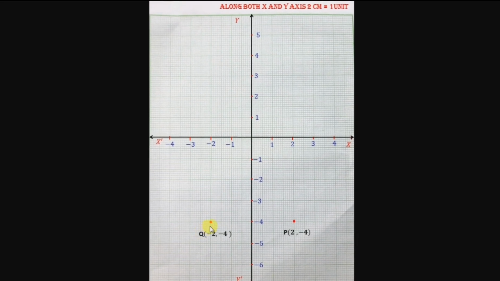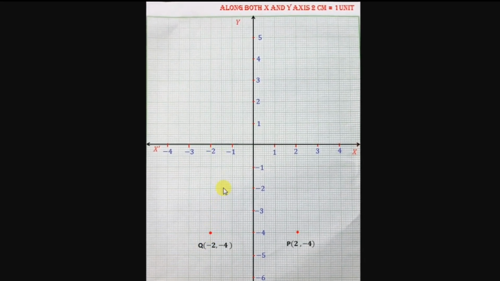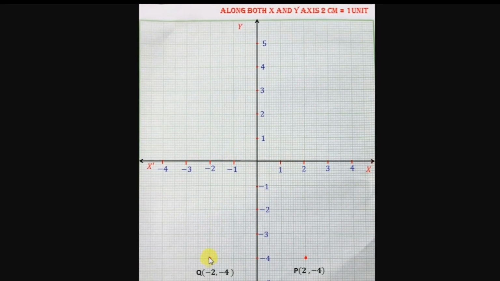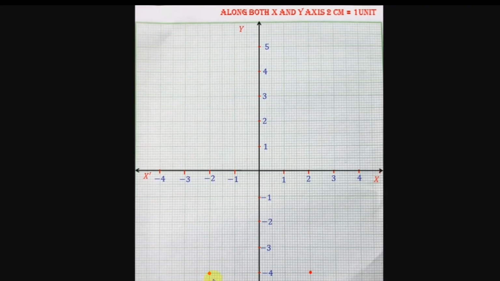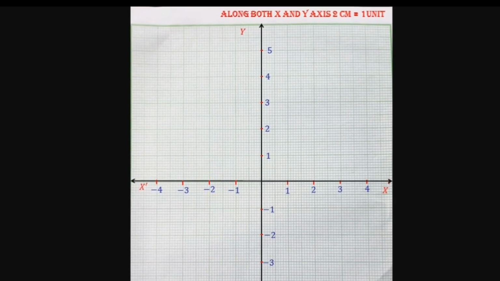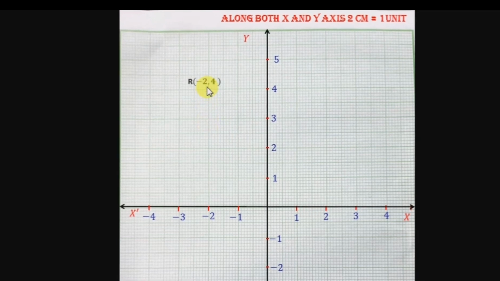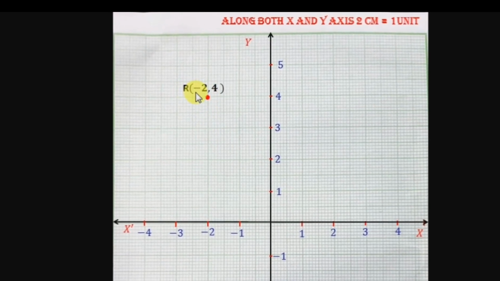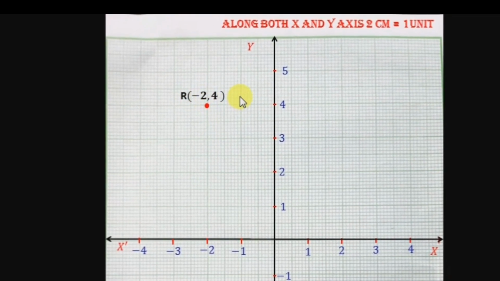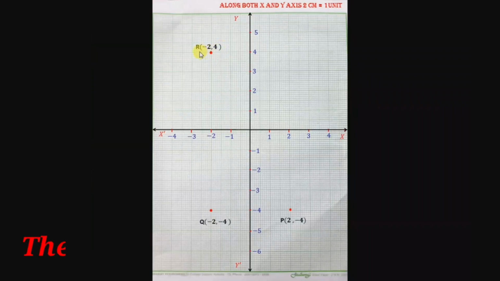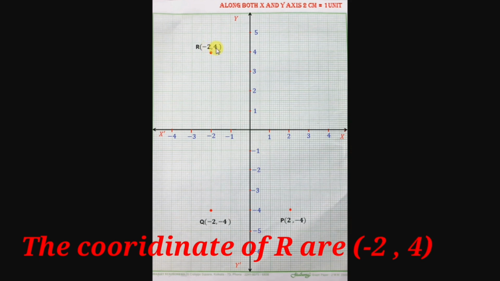Now this Q is reflected about the line y equals 0. y equals 0 means it's the x-axis. So for the x-axis, the value of x remains the same, minus 2, and minus 4 becomes plus 4. So it's R whose coordinates are minus 2 comma 4. The coordinates of R are minus 2 comma 4.